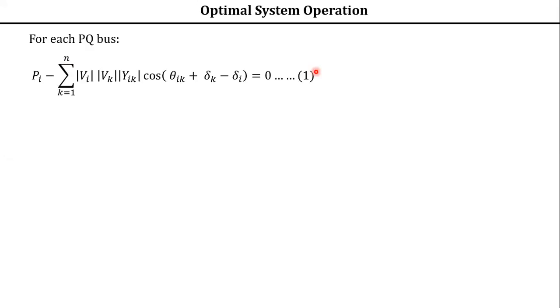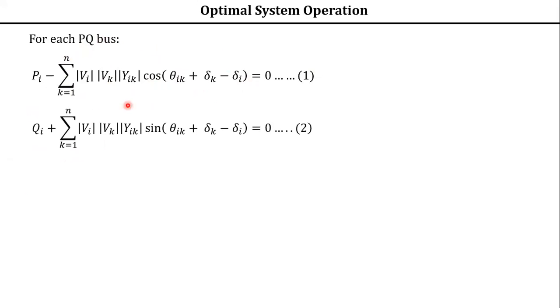Is it clear? Now for a PQ bus, another equation also we have to get. What is that other equation? Qi is equal to minus of this equation with the sine component. So minus is there. When I take that onto the LHS and equate to 0, it becomes plus of this same equation with the sine component. Understood? So this is your second equation.